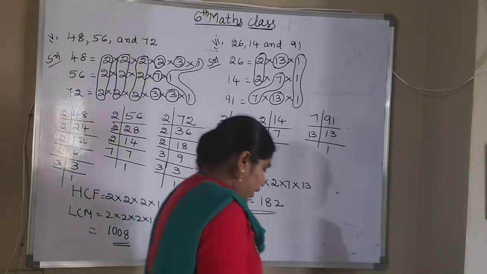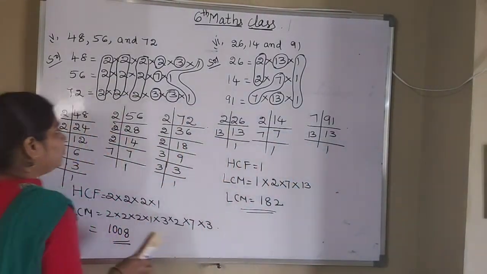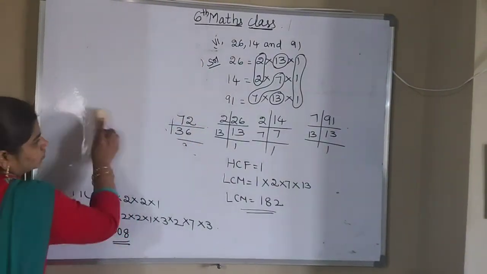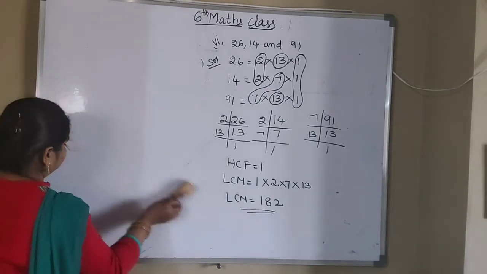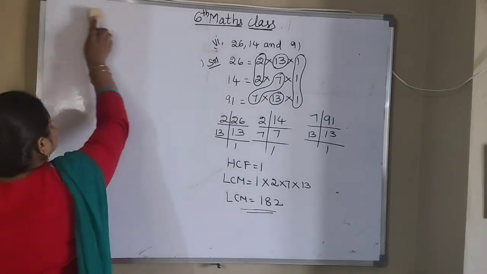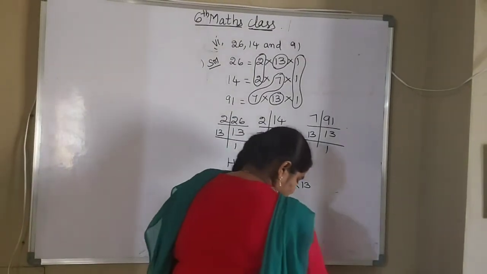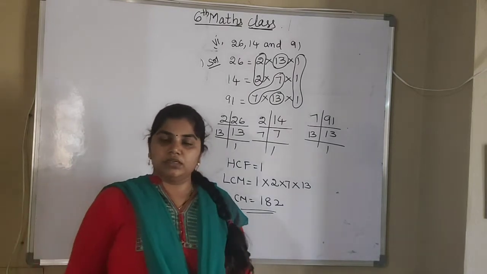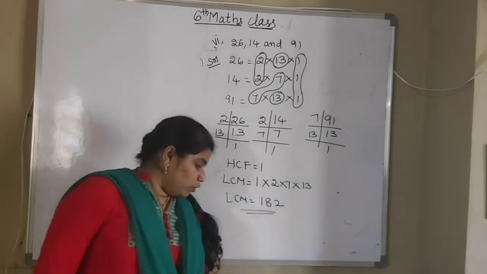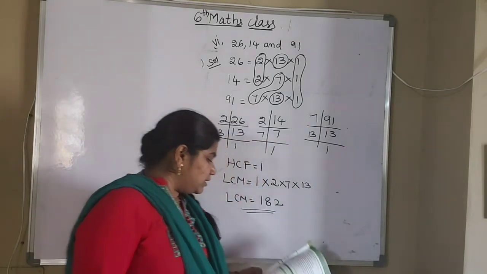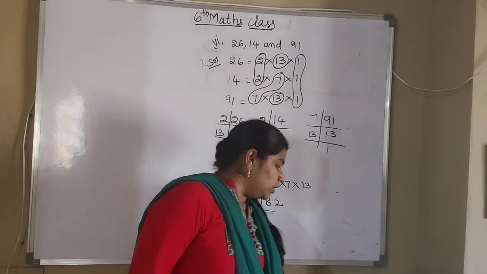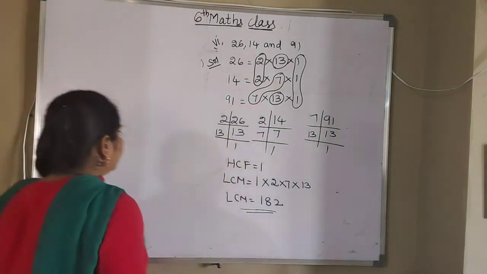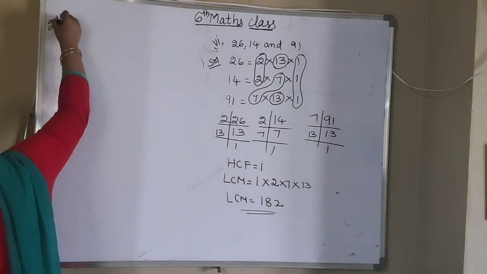Now the second bit. By using the division method we have to solve now. Find the LCM of the following numbers by the division method. Already I told you about the division method, how to find the LCM. So what is the first one in the second bit?